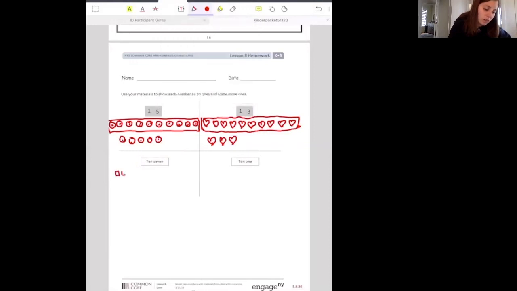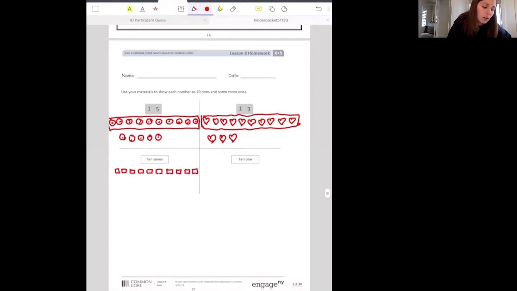1, 2, 3, 4, 5, 6, 7, 8, 9, 10. We have a group of 10 and 7 ones. I'm going to even write the number above the word. One group of 10 and 7 ones. 1, 2, 3, 4, 5, 6, 7.